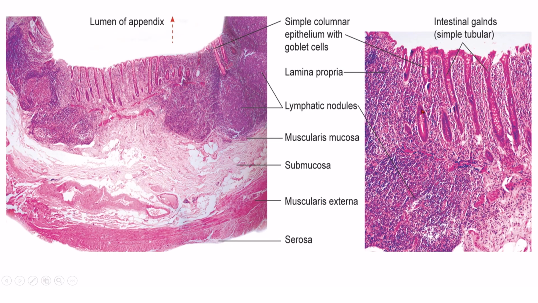See the simple tubular glands, which are less developed when compared to the large intestine. You can see the lymphatic nodules extending from lamina propria into the submucosa. See the disrupted muscularis mucosa.